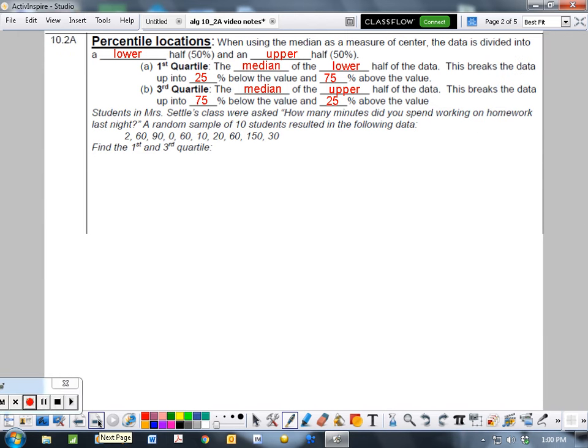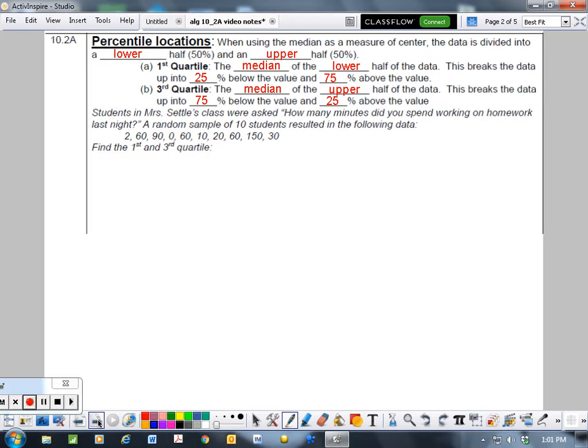Okay, percentile locations. So if you're going to use the median as your measure of center, then your data is divided into a lower half and an upper half. So the lower 50% and the upper 50%. So when you look at the lower half, you can find the median of that lower half, and that is called the first quartile. And what that means is that you end up with 25% of your data below that and 75% above. So it breaks it up into a quartile or a quarter of your data. So a quarter below and three-fourths above.